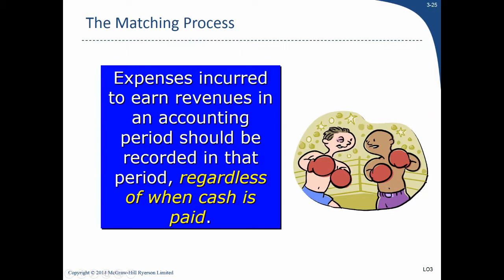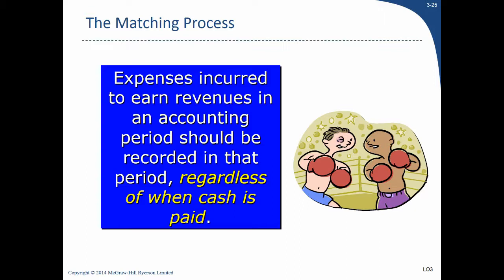Expenses incurred to earn revenues in the accounting period should be recorded in that period. So again, sometimes you might get paid for the revenue you earned earlier than when you're paying the expenses in cash. The important thing is you want to match those, because we as external users of the statements want to know what your profit is, how much it costs you to earn that revenue.